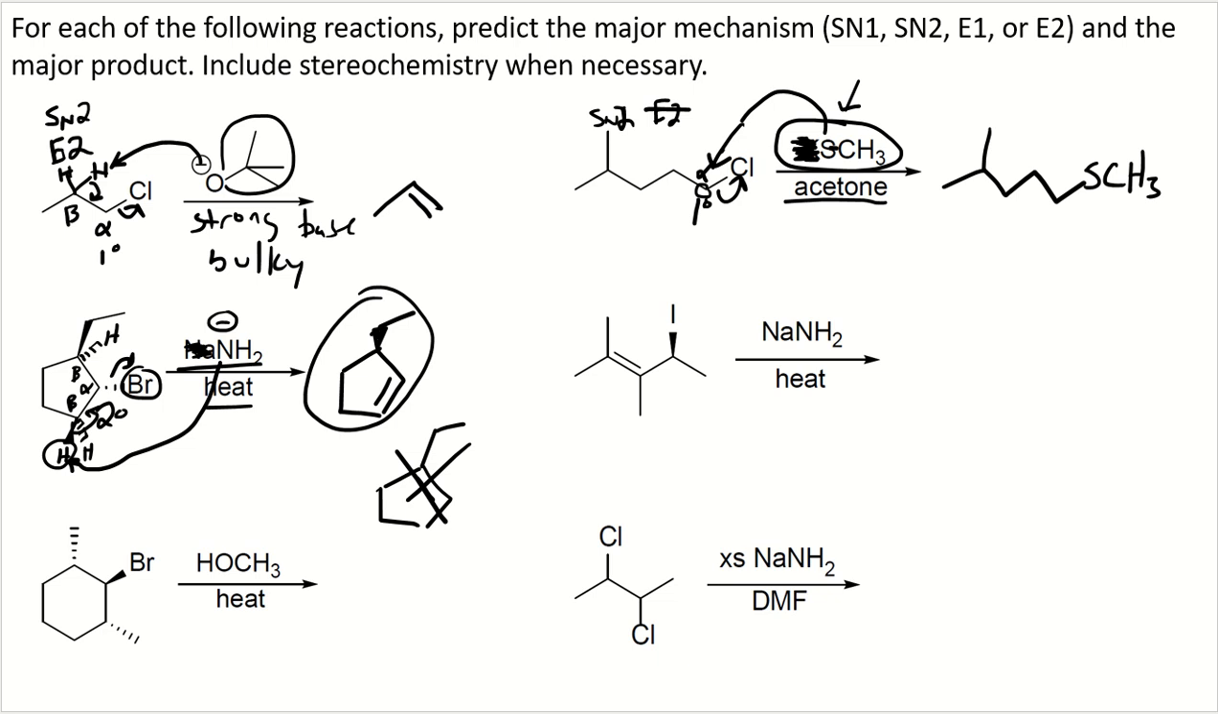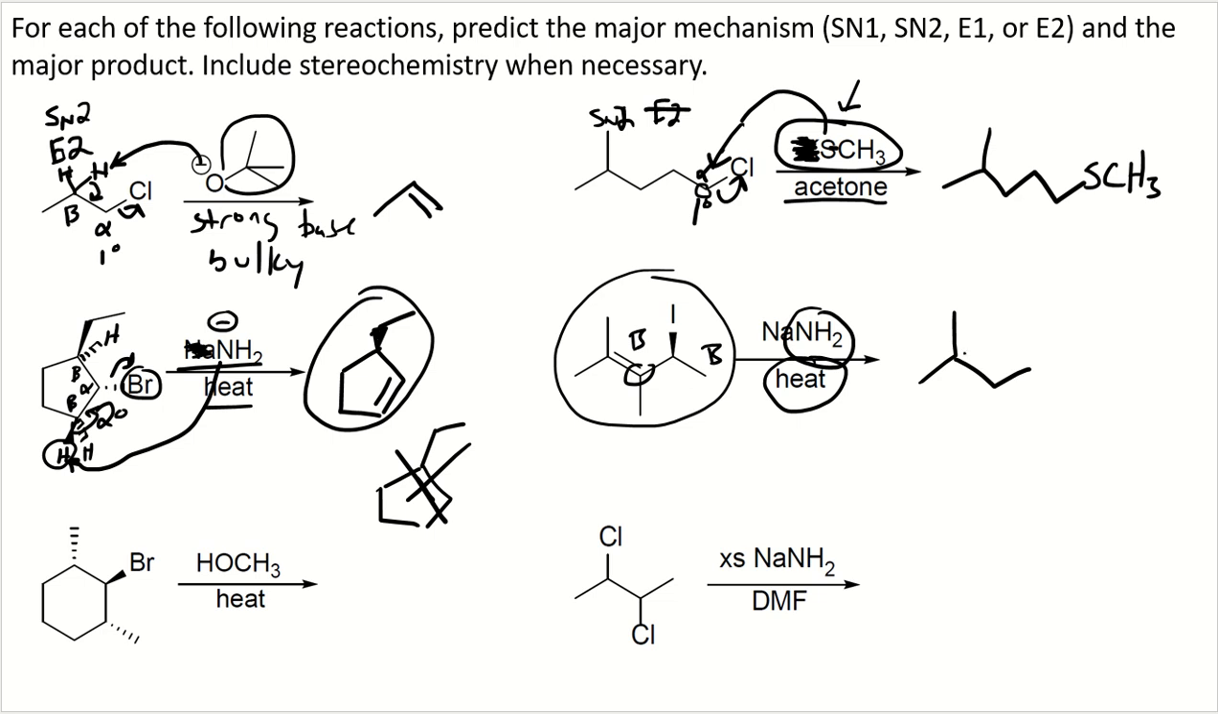Same thing over here. We're going to do another E2 mechanism. We have a secondary alkyl halide. We are adding a strong base and adding heat as well. We cannot eliminate in this beta position because there's no hydrogens. This beta position has hydrogens. So we can eliminate towards that direction, and this would be our product. I'm not going to draw all three hydrogens, but there's a hydrogen there. Deprotonate, kick out our leaving group.